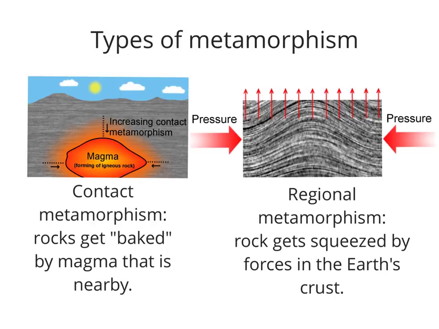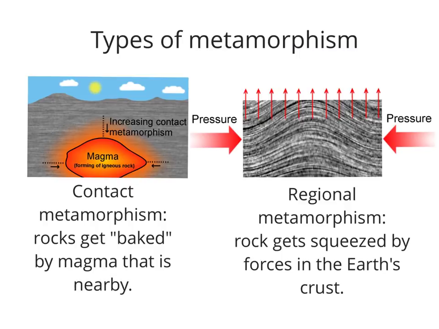There are two things that can make metamorphic rocks form. One is heat, and this kind of metamorphism is called contact metamorphism. These are rocks that get baked. They're exposed to heat, but not enough heat to melt and form magma. But they might have magma near them, and it's so hot that it bakes the rocks, and this changes their form.